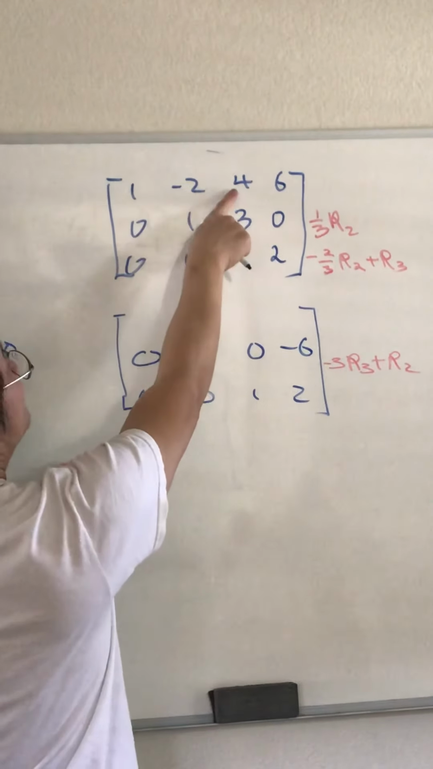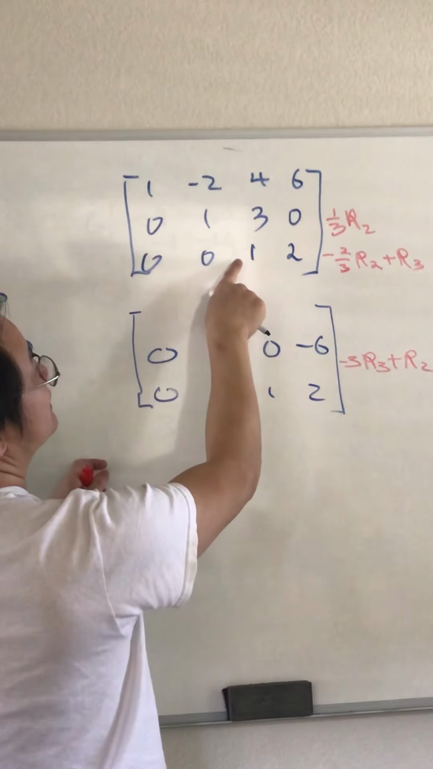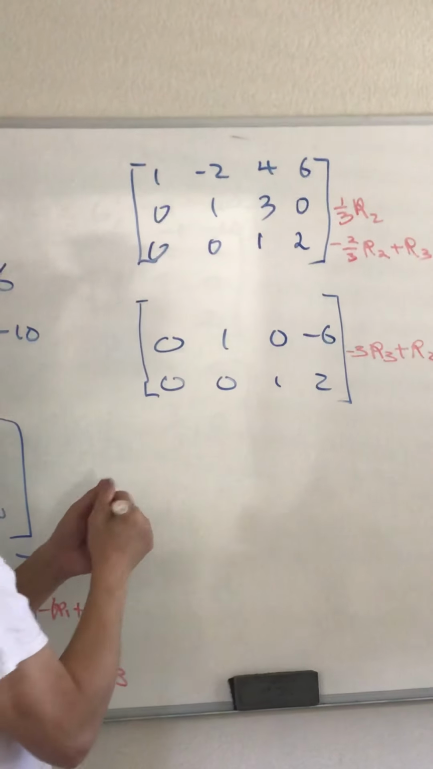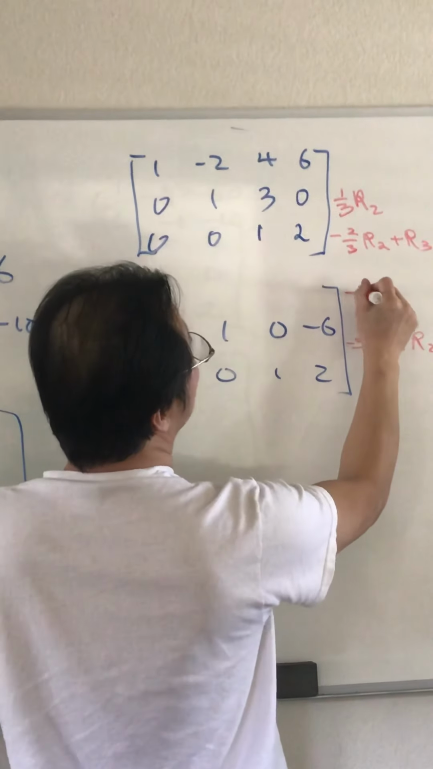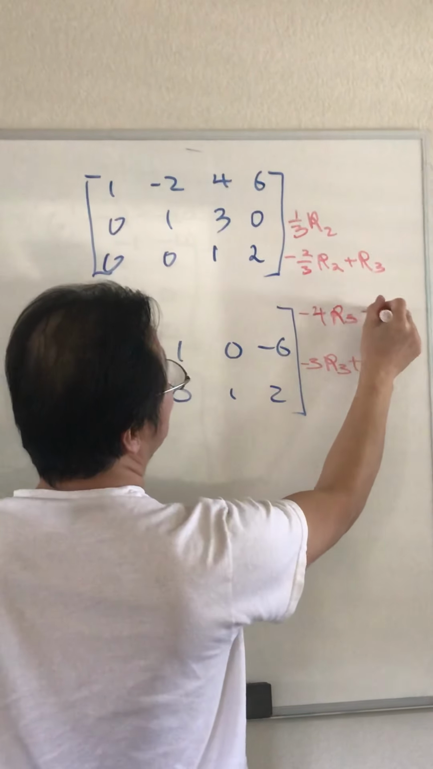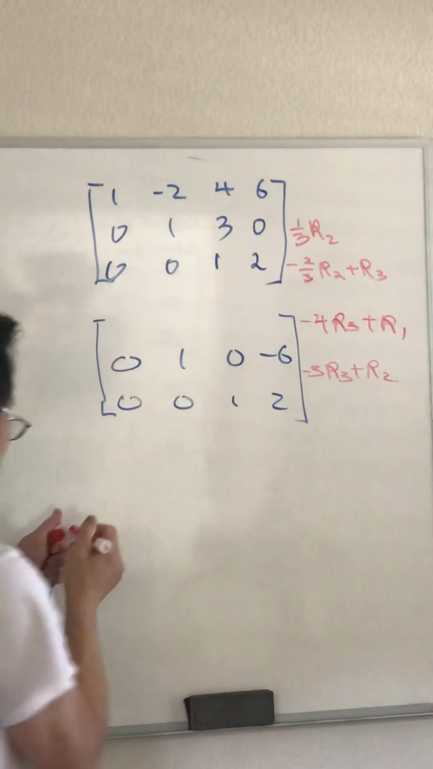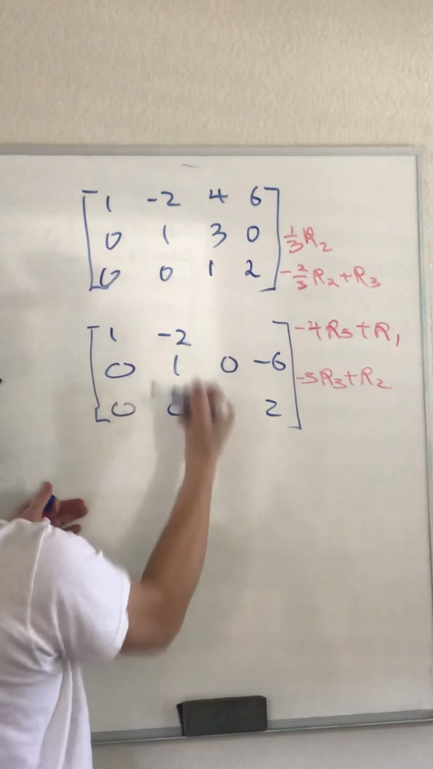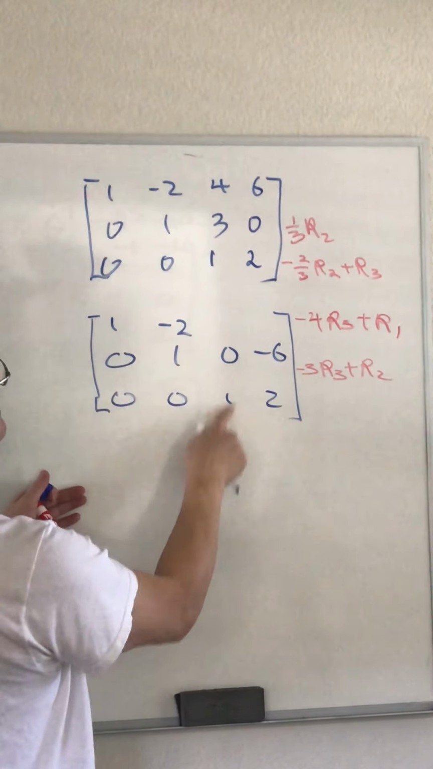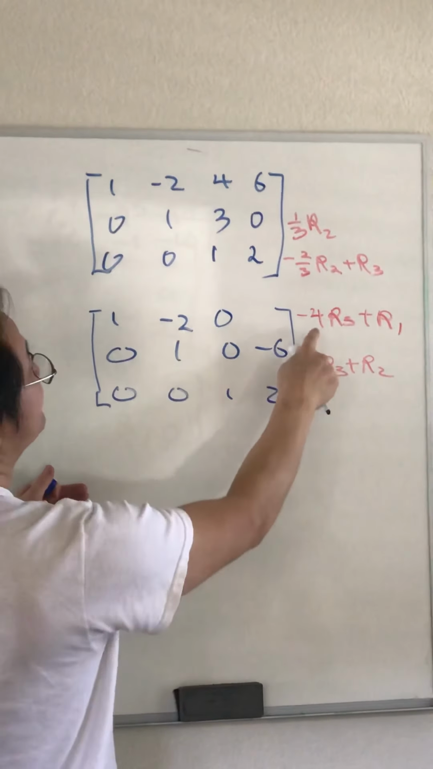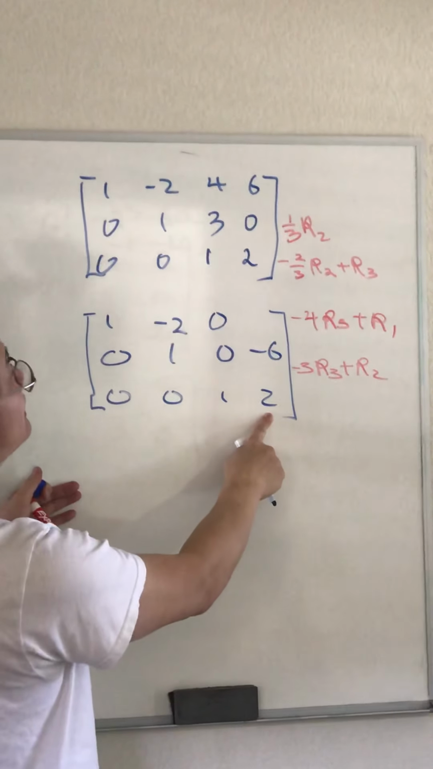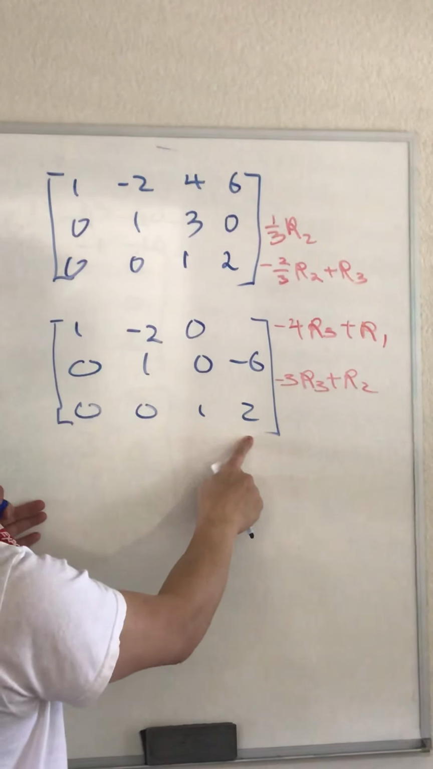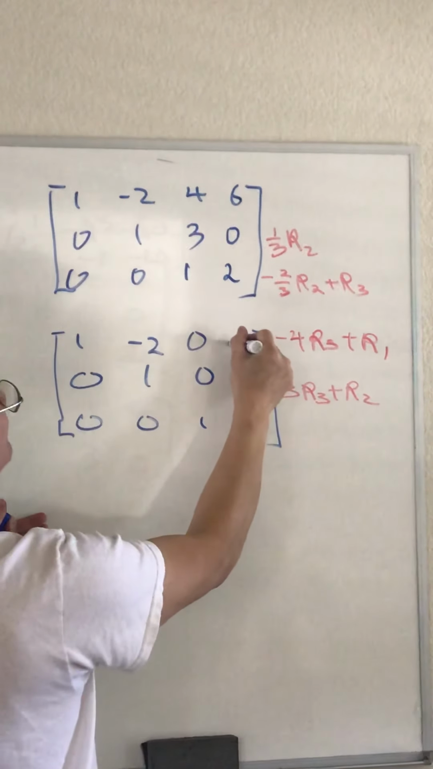Now next I will make that 4 a 0, which I will do negative 4 times 1 plus 4, so that will be 0. So therefore the operation is negative 4 row 3 plus row 1. Okay, so you will get 1, negative 2, negative 4 plus 4 is 0. Now negative 4 times 2 is negative 8. And negative 8 plus 6, so that will be negative 2.